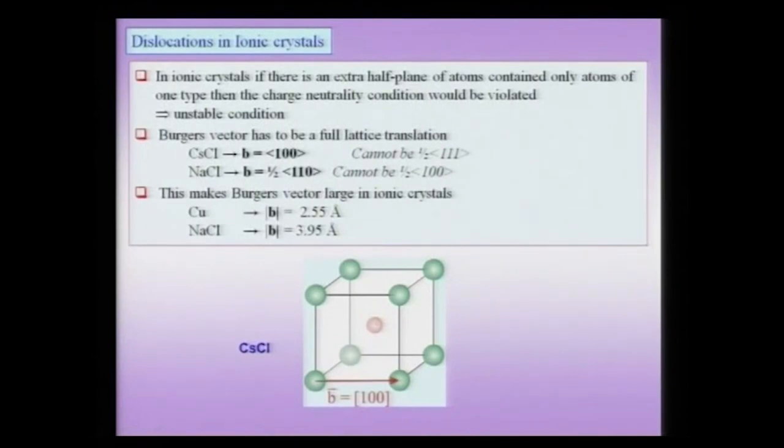Now, let us proceed to take up at least a few examples of dislocations in ionic crystals. Suppose I am talking about an edge dislocation in an ionic crystal. If I have an extra half plane containing only one kind of species, for instance for a sodium chloride crystal, if I have a dislocation having only sodium atoms, then obviously this is not a neutral condition and this is not a stable condition.